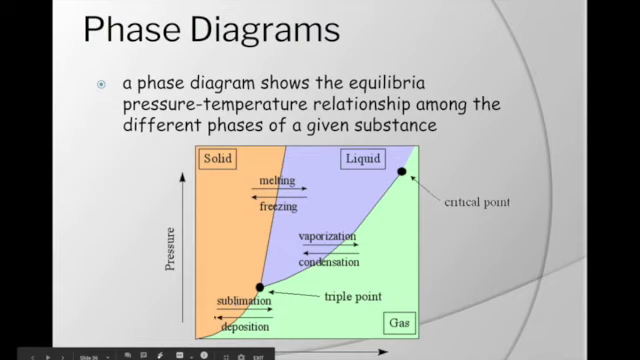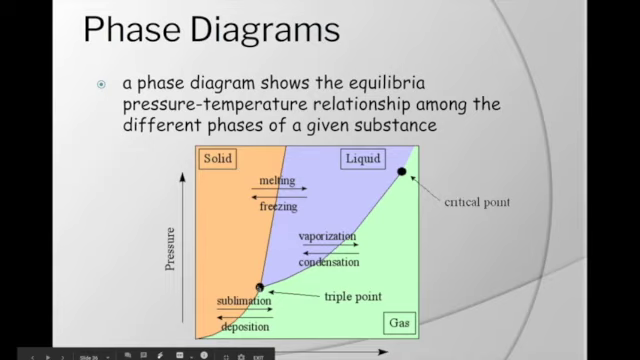And then the gas and the solid, these are 2 words that you may not have heard before. If something goes from a solid to a gas, that is called sublimation. And if something goes from a gas to a solid, skipping the liquid phase, that's called deposition.